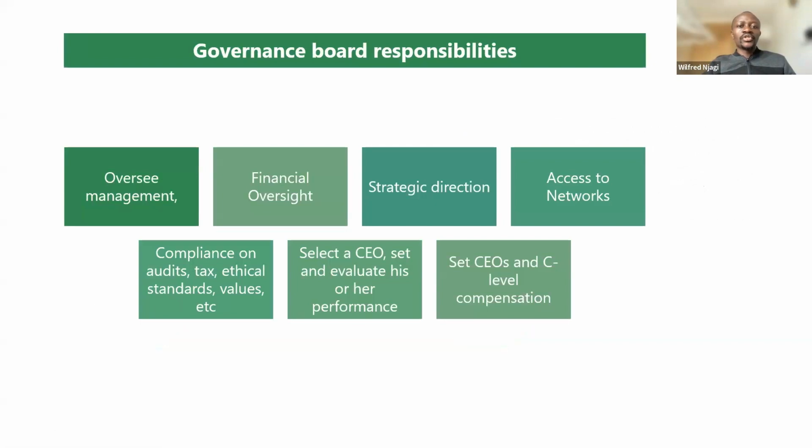Now, what are the responsibilities of a governance board? So here we're going to try to demystify the difference between governance and advisory board, right? A governance board's main job is oversight or supervising. They oversee and supervise management, they give oversight on financial matters, and on strategy and strategic direction. They might also give you access to networks. They also ensure you are compliant, so they give oversight on compliance matters in terms of audits, tax, ethical standards, values, etc.